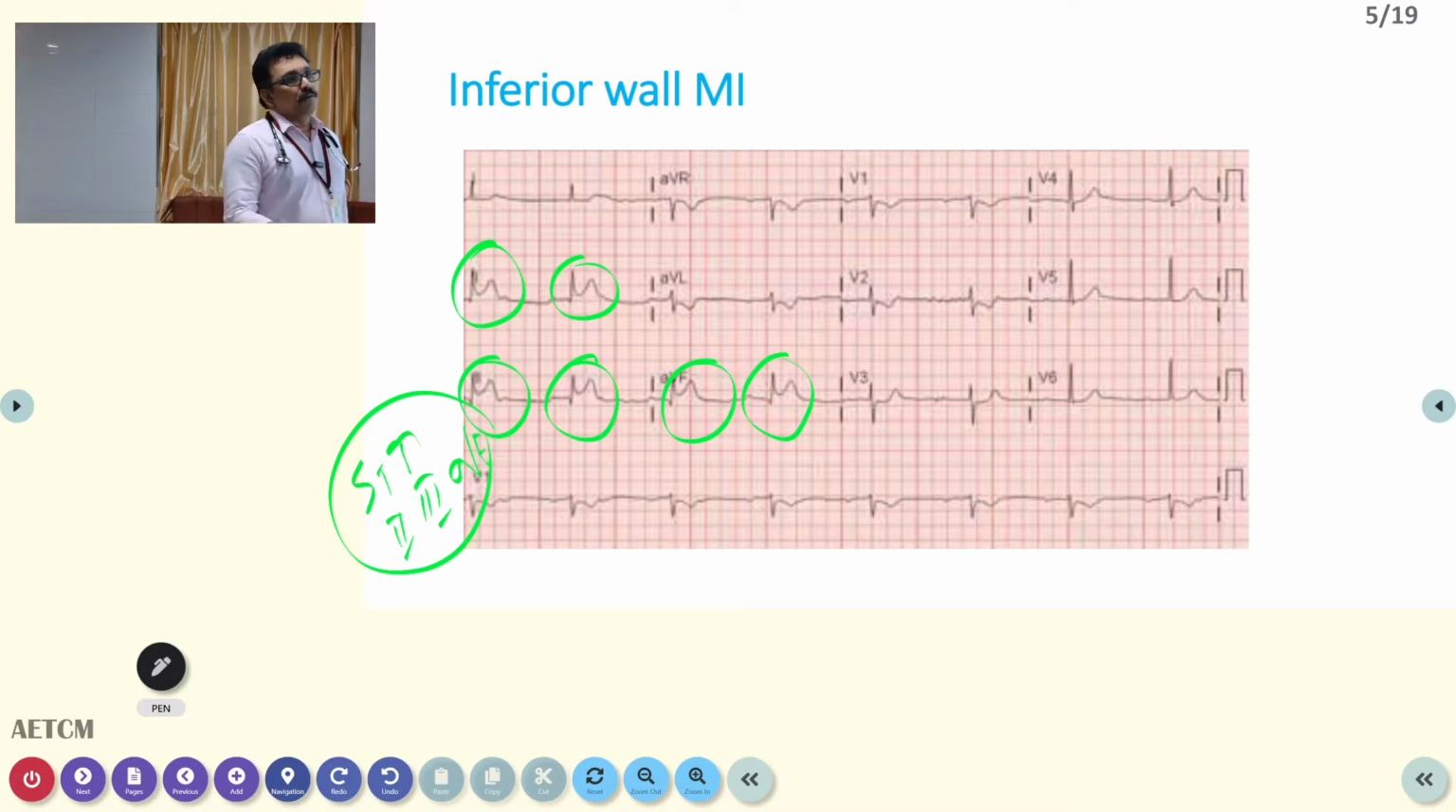You also can observe here there is ST depression in V1, V2. They are called reciprocal changes. So reciprocal changes can be there in anterior leads when there is ST elevation in the inferior leads. When there is anterior wall myocardial infarction, like ST elevation in V1, V2, V3, you can see sometimes ST depression in 2, 3, AVF. They are called reciprocal changes. They are actually ST depression in the opposite side of the leads.